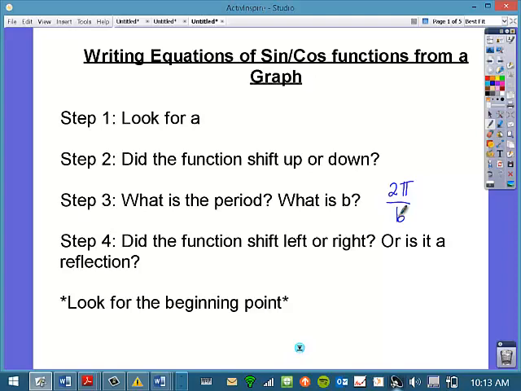Step 4 is, did the function shift left or right, or is it a reflection? Thinking about, is it just positive or negative? Sometimes you might shift it left or right, but other times, instead of it going up and then down, maybe you'll go down and then up. Or instead of a cosine function looking like a smile, maybe it looks like a frown. So, did it shift left or right, or is it a reflection? And then you want to try and look for the beginning point. On a sine function, it starts in the middle and then it goes up and it goes down. So, see if you can find the beginning point.